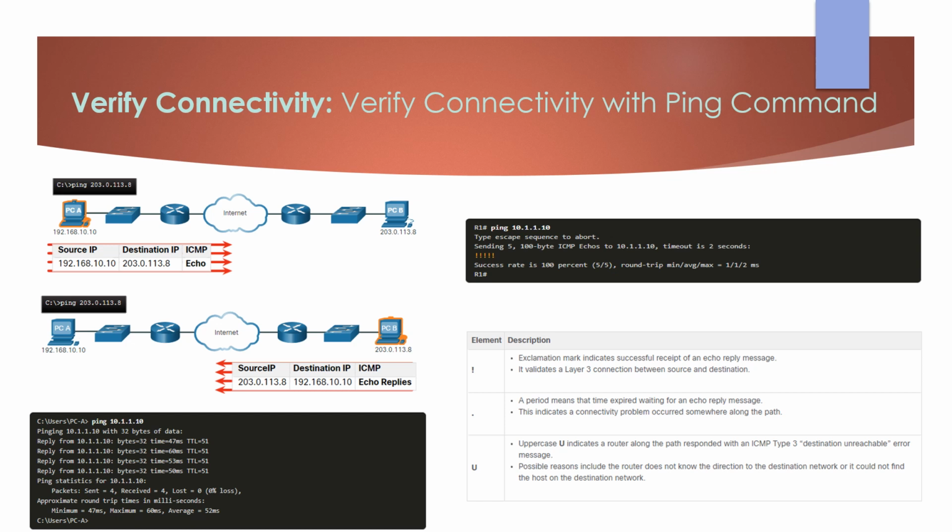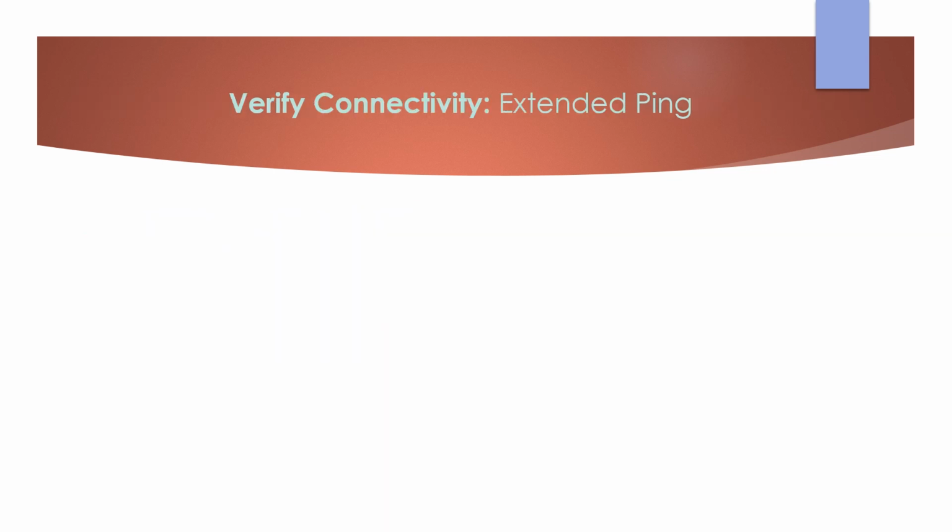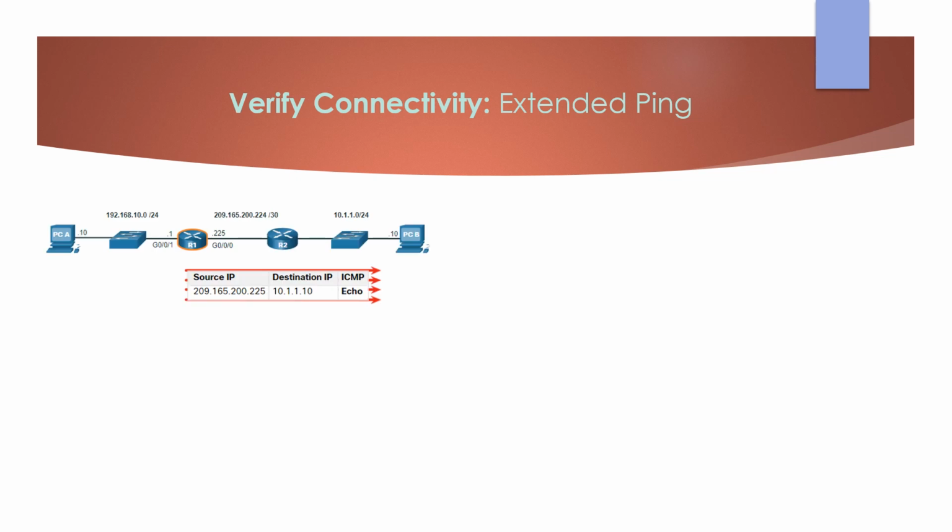A standard ping uses the IP address of the interface closest to the destination network as the source of the ping. The source IP address of the ping 10.1.1.10 command on router 1, here in the figure, will be that of this interface, G0/0/0, as illustrated.